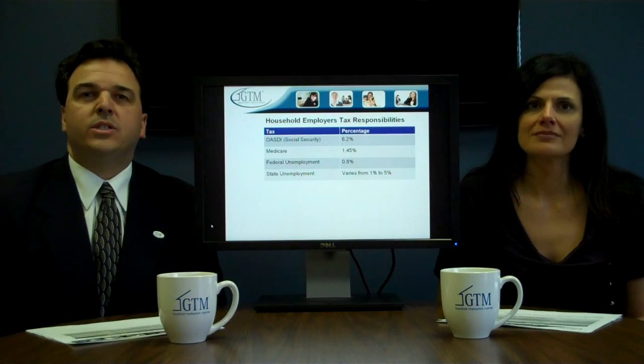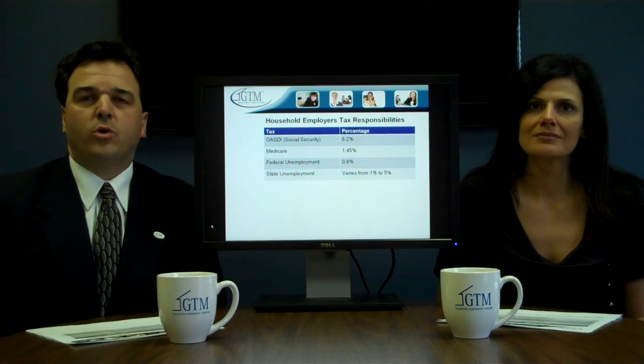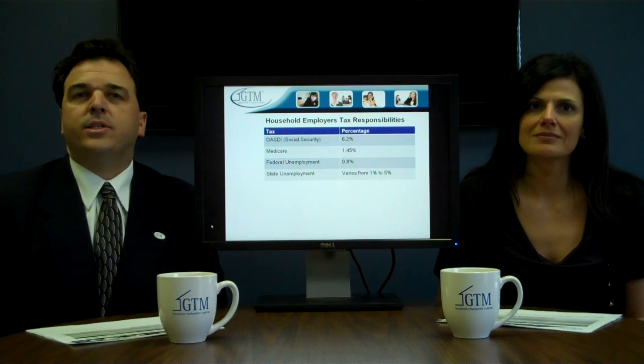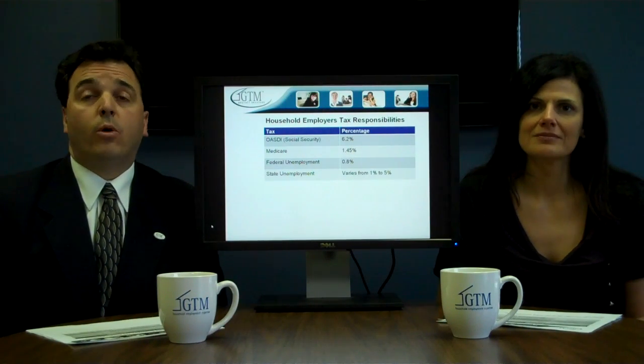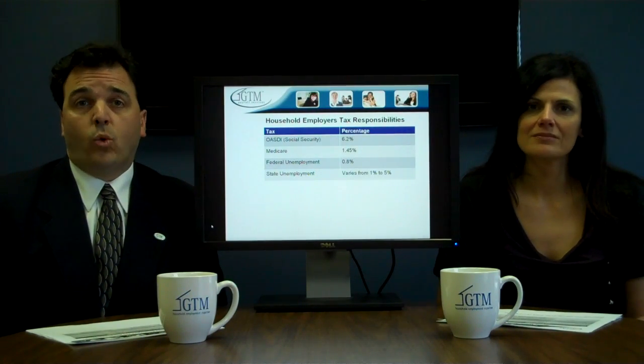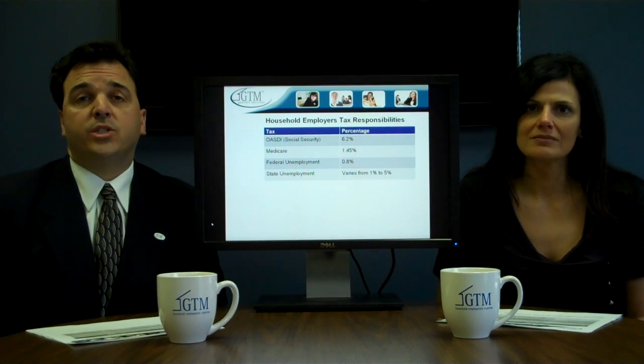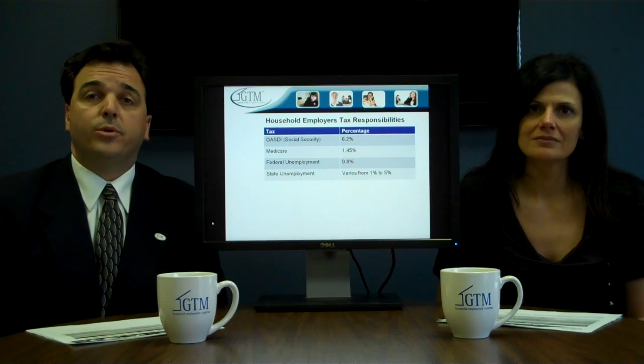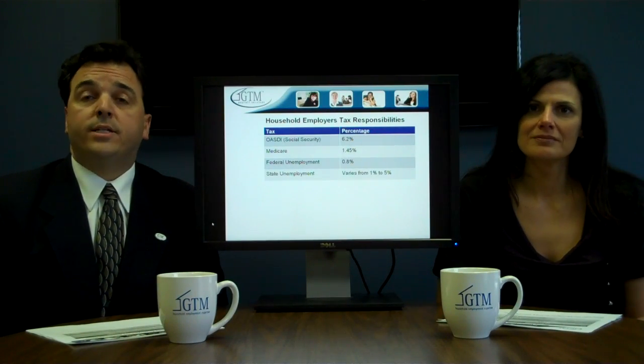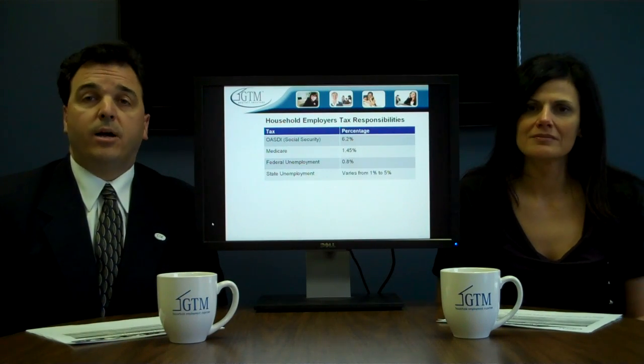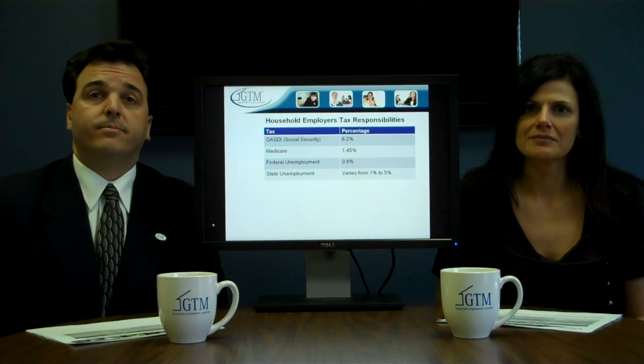The first one is Social Security, known as OASDI. It's 6.2% of the employee's gross wages. The next tax is the Medicare tax, which is 1.45% of the employee's gross wages. Then the federal unemployment, which is 0.8% of the first $7,000 in a calendar year of the employee's gross wages. And then state unemployment taxes, which vary from 1 to 5% based on a certain dollar amount in a calendar year, based on the state that you're employing somebody in.